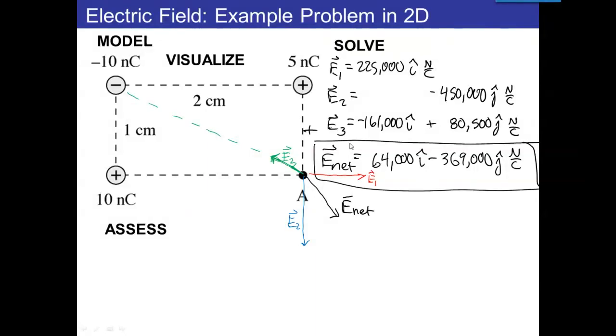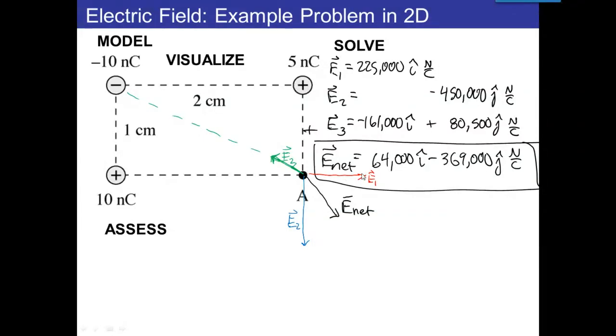So just so you, if you worked it out, you can see, again, you just want to write down all your i components, write down each of the vectors. And then you can add up all the i components, add up all the j components, and that will give you the net electric field at this point. In this case, it was 64,000 i hat minus 369,000 j hat, in units of newtons per coulomb. And you can see that seems to match up reasonably with what we expect from the vector sum, right?